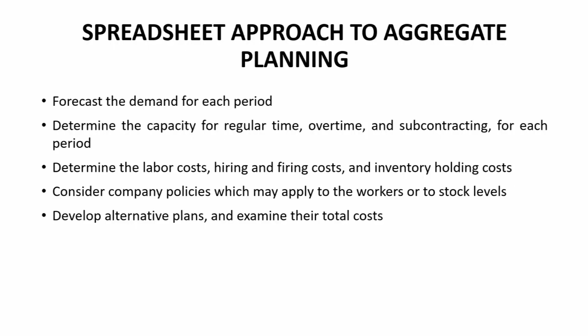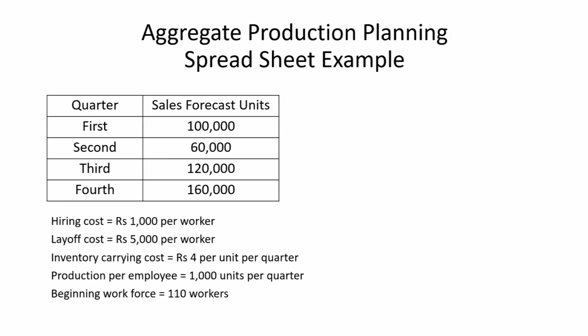Let us see first the spreadsheet approach to aggregate planning. So, what we need to have? We should forecast the demand for each period, determine the capacity: regular time capacity, overtime capacity, subcontracting for each period. Determine the labor cost, hiring cost, firing cost and inventory holding cost, and consider the company policies which may apply to the workers or to the stock levels, and then develop the alternative plans and examine their total cost.